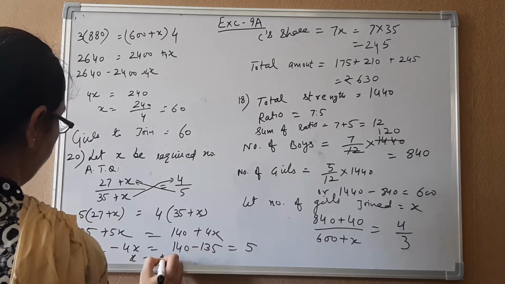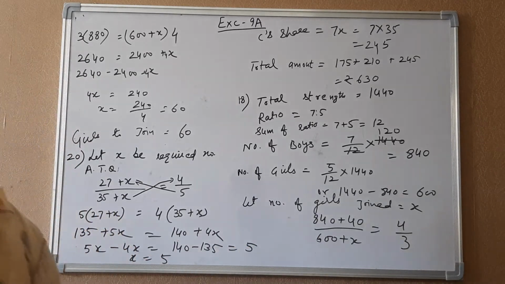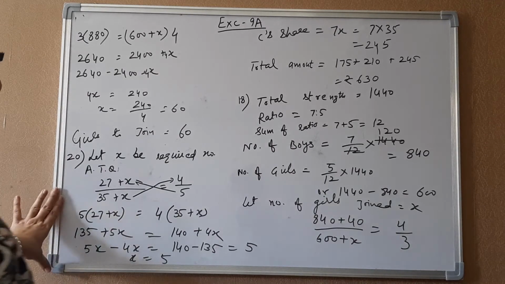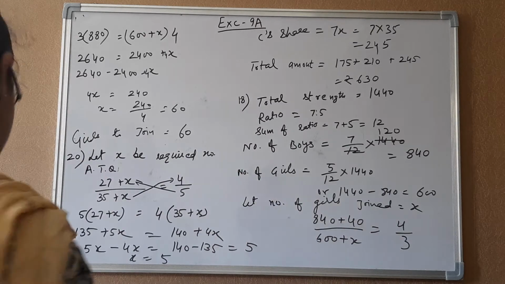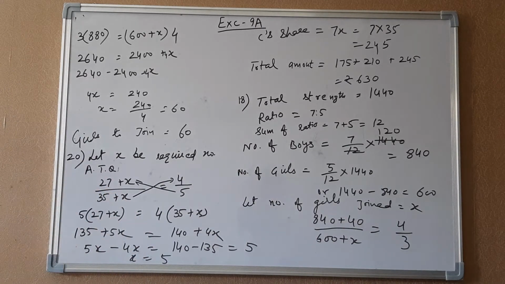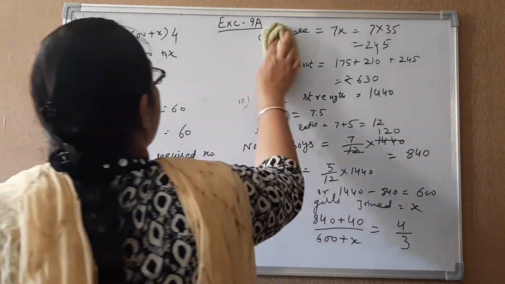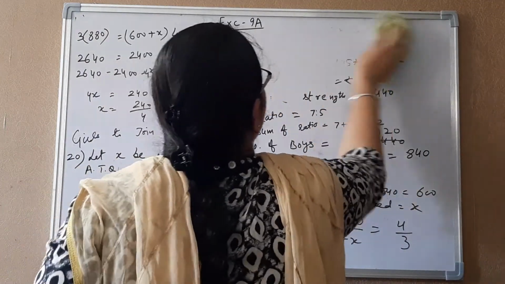So x is 5. So what number is to be added? It is 5. This was a very simple question. When they ask you to add something, take it as x and then add. Now if I do one more sum, I will be doing a few more.